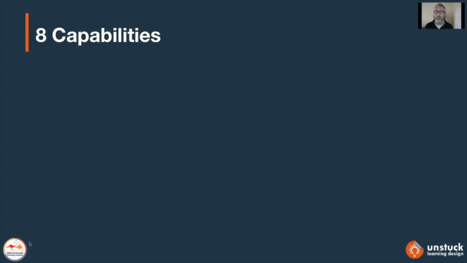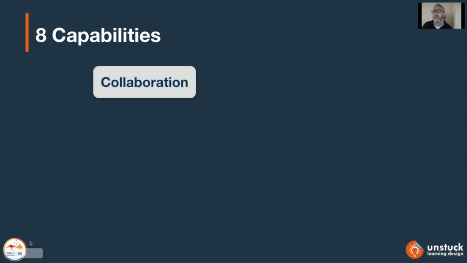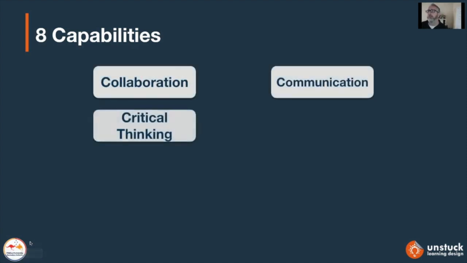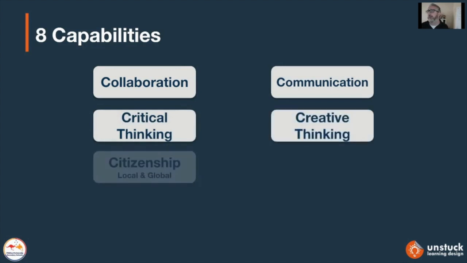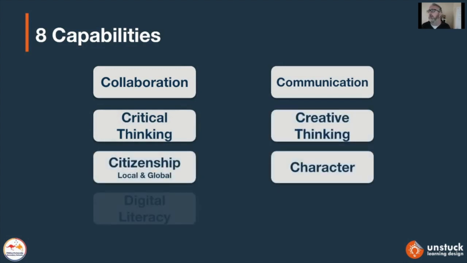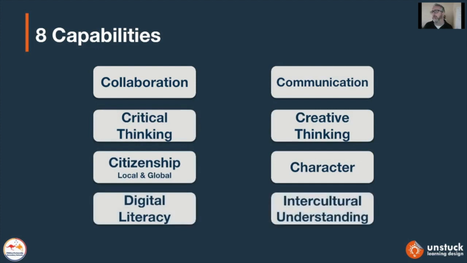So the 8 capabilities we're focusing in on are the following: collaboration, communication, critical thinking, creative thinking, citizenship, character, digital literacy, and intercultural understanding. So we believe that if our students can get better at these things, then they can really be productive members of society. In your workbook, you've got the definitions for each of these aspects here. What I'm going to take you through now is how do we actually measure these things? How do we help students to see that they can become better collaborators, that they can become better critical thinkers?